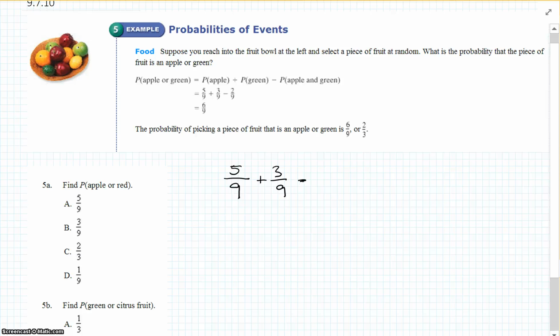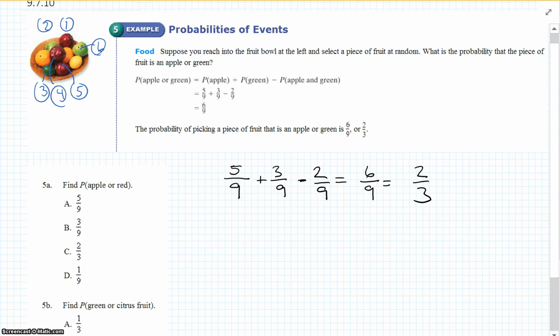Okay, well, how many green apples do I have? So I have 5 apples, 5 over 9, 3 green items, 3 over 9, and 2 green apples, so minus 2 over 9. So you add those together. 5 plus 3 is 8, minus 2 is 6, 6 over 9, which would simplify to 2 over 3. Now that's the book way. What I'm going to do is count green and apples. So there's 1, 2, 3, 4, 5, and 6. Same way. If it's a small sample size, you can just do it by hand.